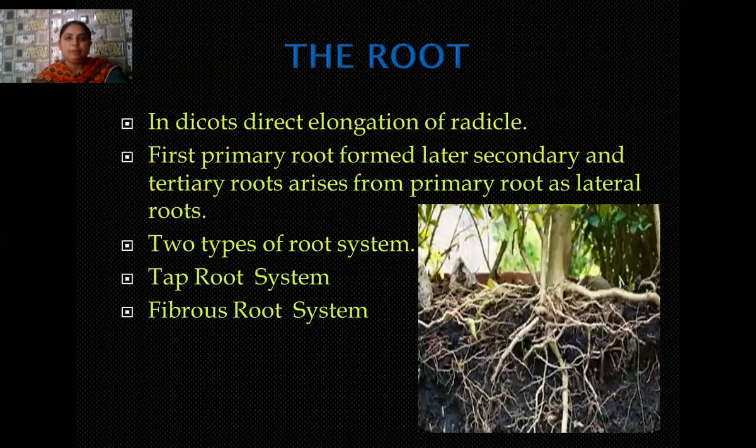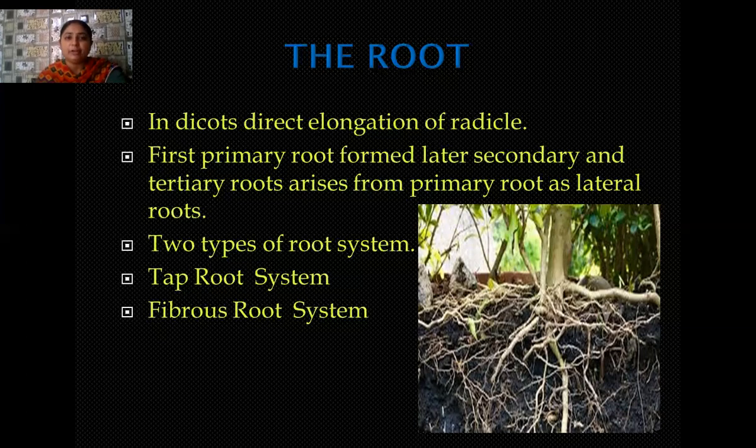Okay, students, now I am going to discuss the roots. So we have two types of plants, monocot plants and dicot plants. As we know, the plants are known as monocots because there is a single cotyledon present in the seed of a monocot plant. Whereas in dicot plants, instead of one cotyledon, two cotyledons are present. That's why it is known as a dicot plant. So here I am going to discuss the roots in case of dicot plants.